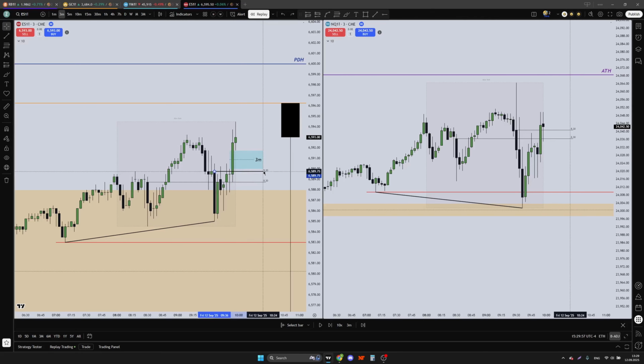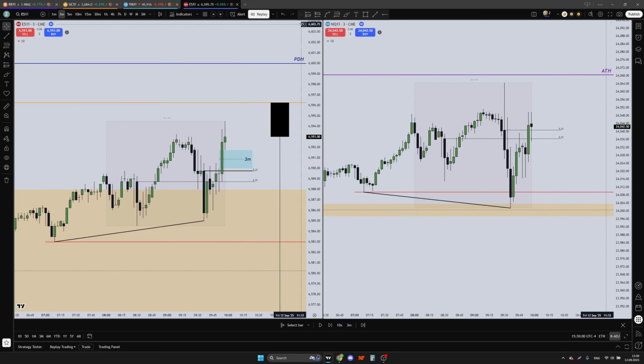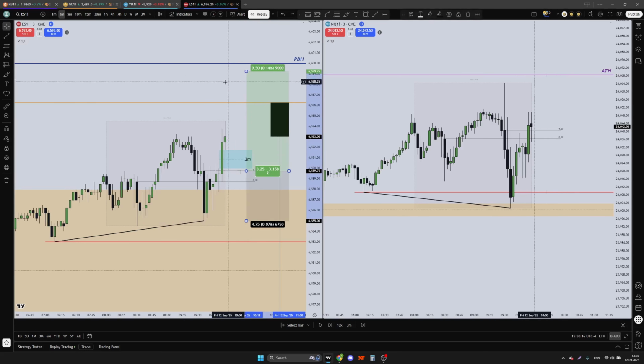And at 10 a.m. we have the high impact news, right? So I just put my limit order at the change in state, and I put my stop loss at the protected swing low, right? So if price goes below this low, it's going to be a full invalidation of my trade, right? And after that, I just wanted to target 2R.